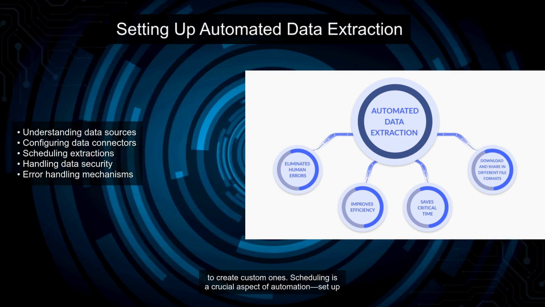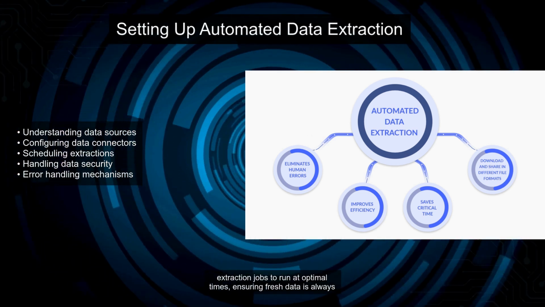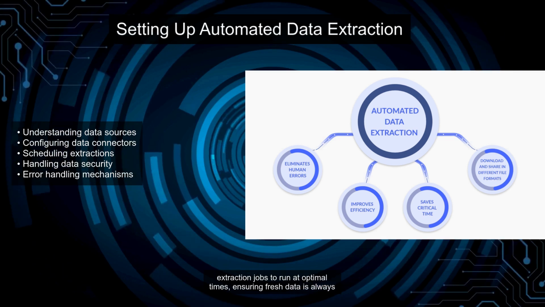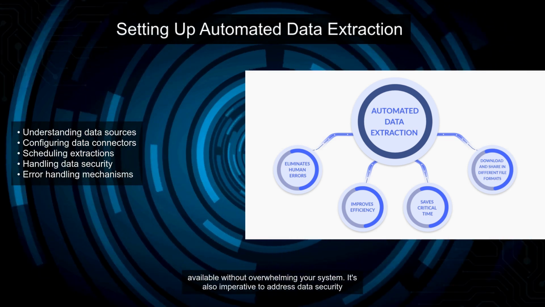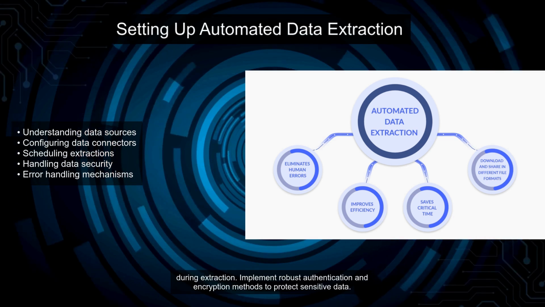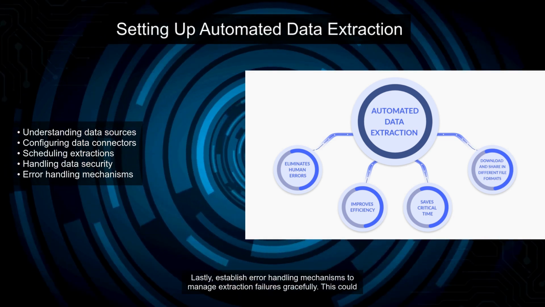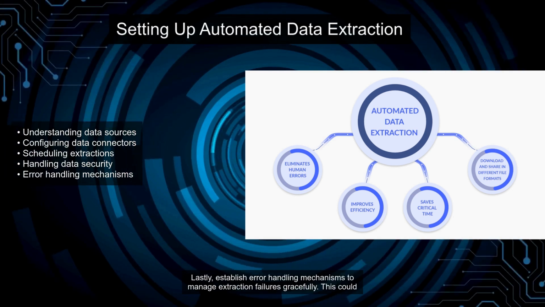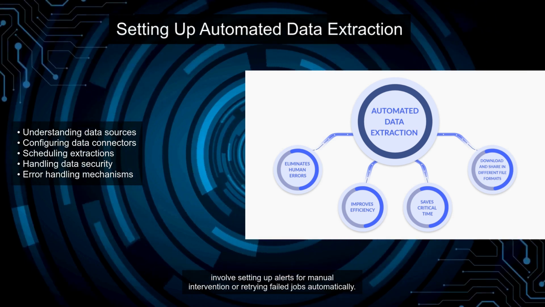Scheduling is a crucial aspect of automation. Set up extraction jobs to run at optimal times, ensuring fresh data is always available without overwhelming your system. It's also imperative to address data security during extraction. Implement robust authentication and encryption methods to protect sensitive data. Lastly, establish error handling mechanisms to manage extraction failures gracefully. This could involve setting up alerts for manual intervention or retrying failed jobs automatically.